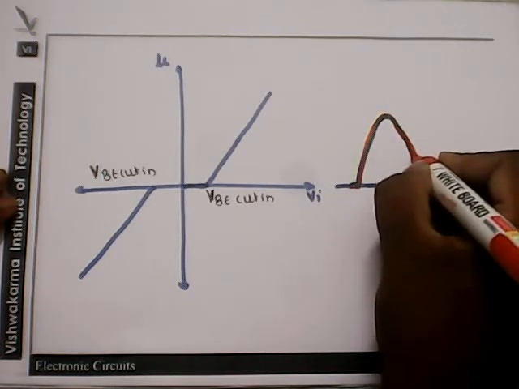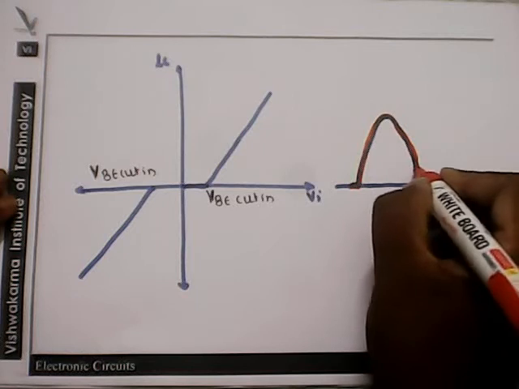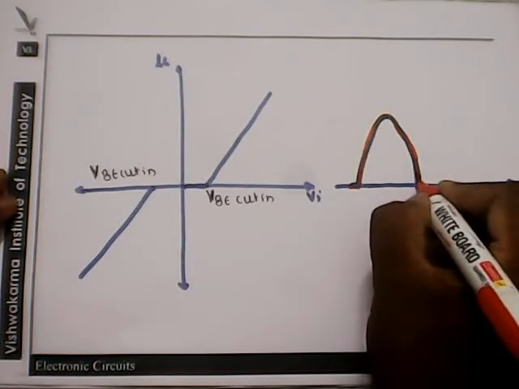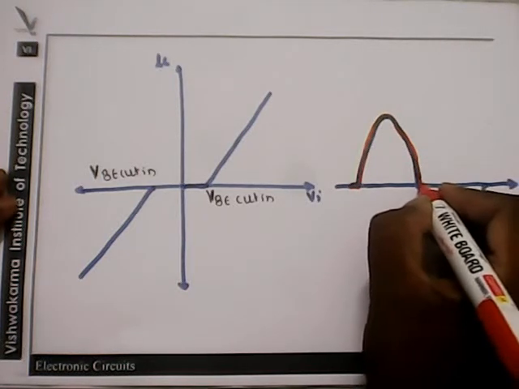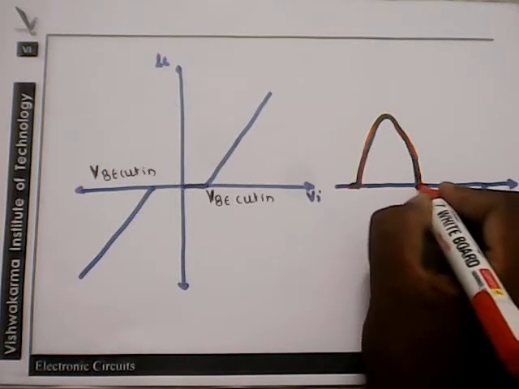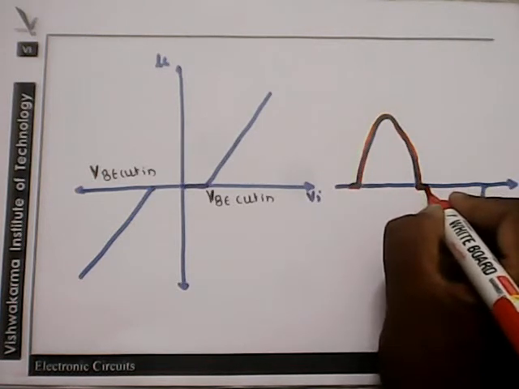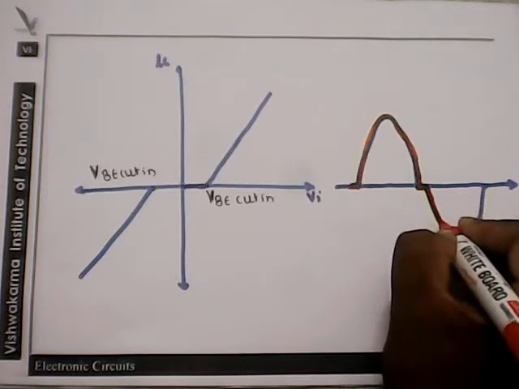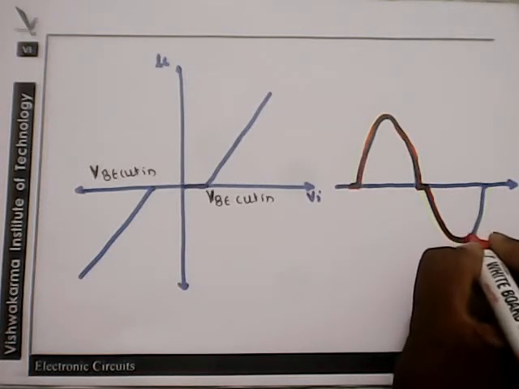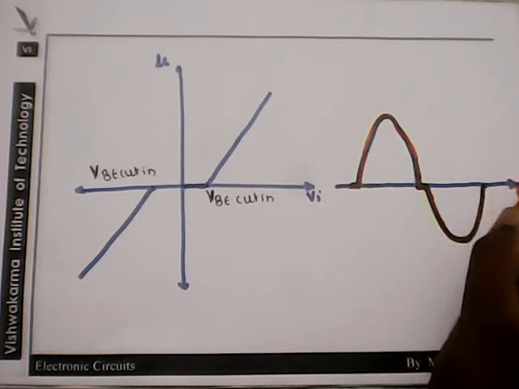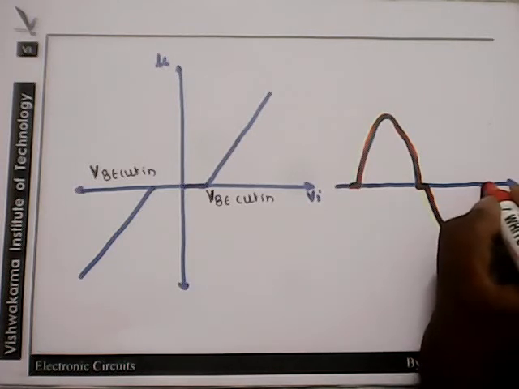Again, when it's going back towards 0, the transistor will get cut off when the input voltage is less than the VBE cut-in, and we are getting 0 output voltage here. And again in the negative cycle, the output will follow the input till the input is greater than VBE cut-in, and after that we are getting 0 output.